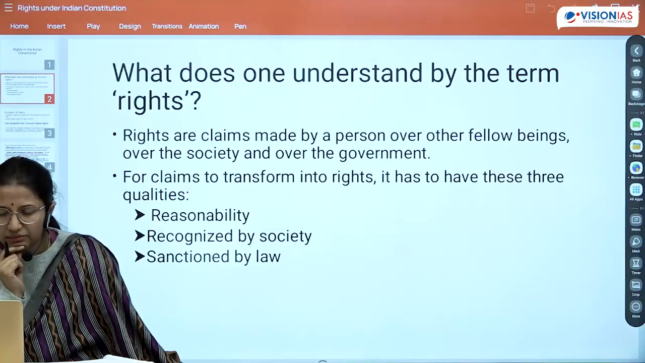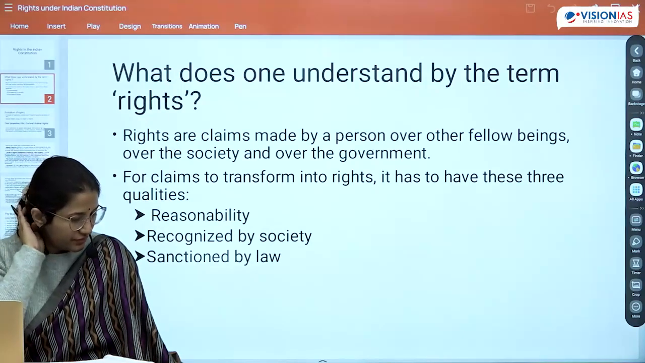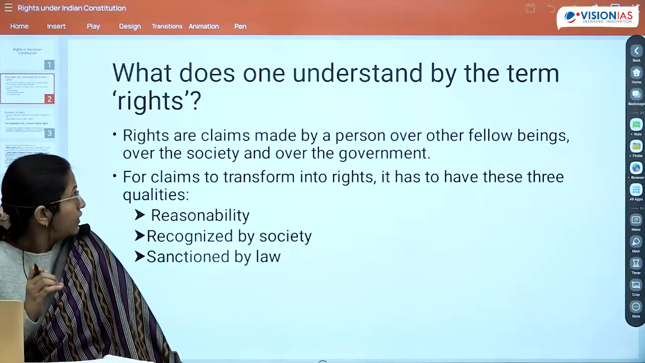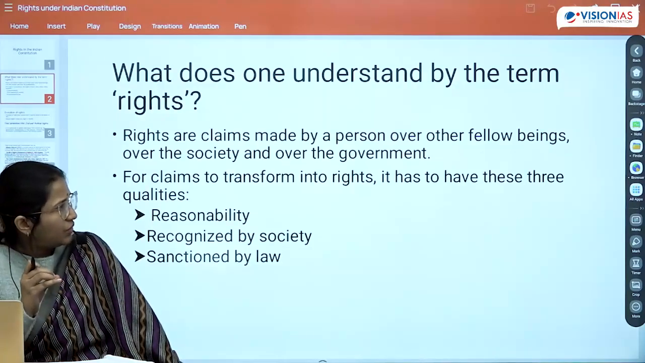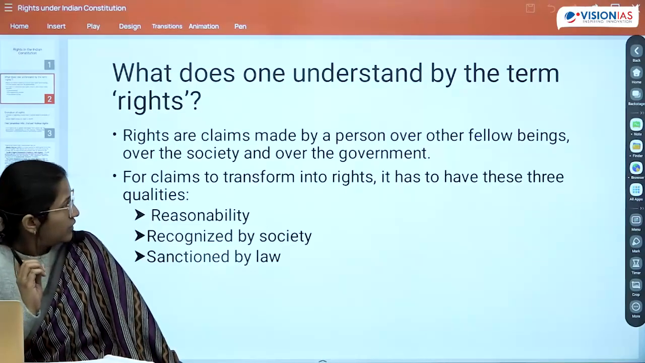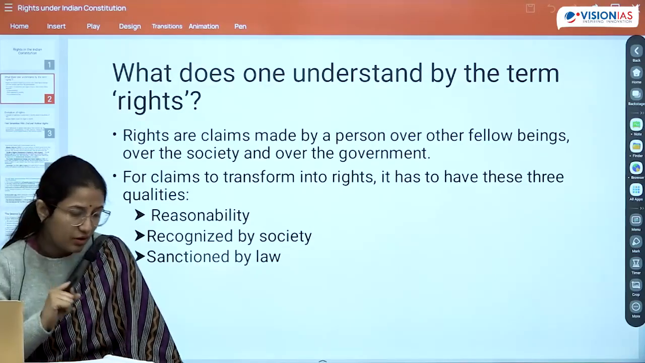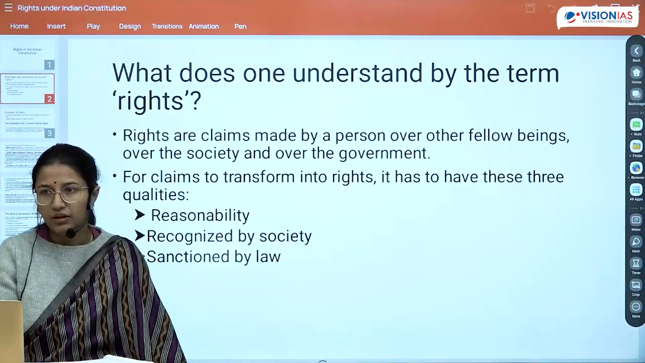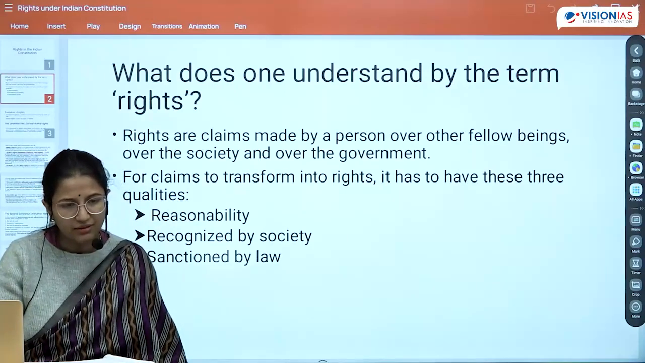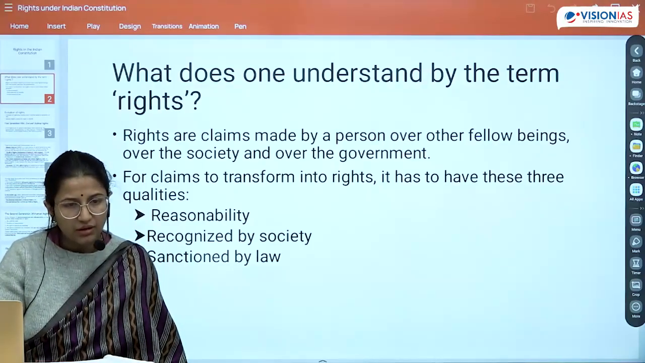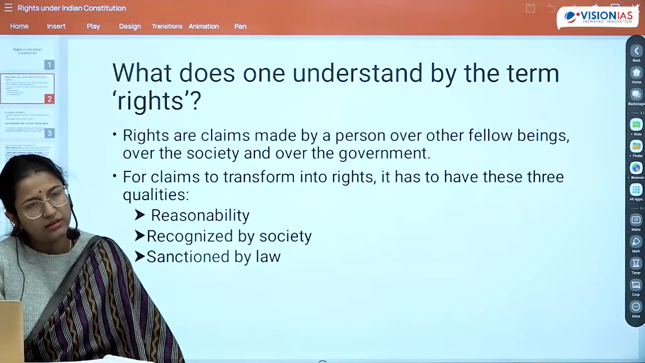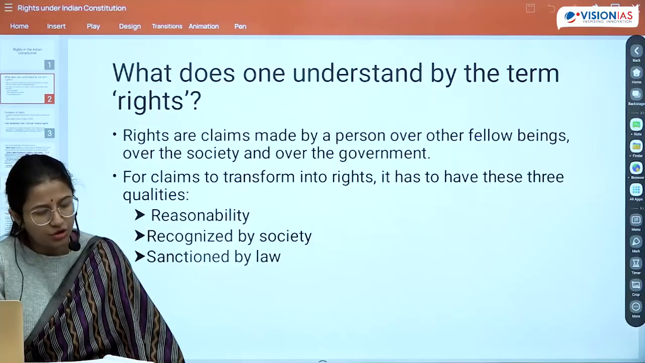Write down, in case fellow citizens or the government do not respect one's rights, one can approach the court.